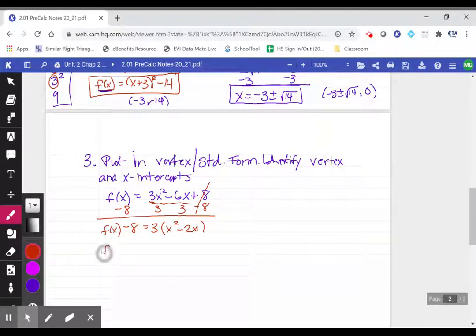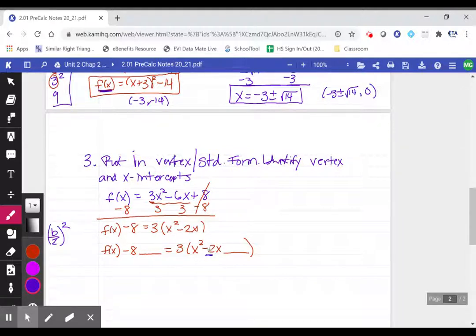Okay, so now I'm going to add in those blanks. Minus 8 blank, x squared. I could have done this on the last step as well. Okay, so now we need to find that b box. So b over 2 quantity squared. Now here, remember, you want to use your new b of negative 2.